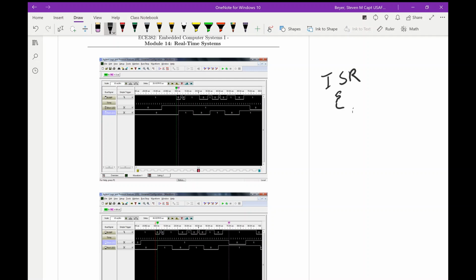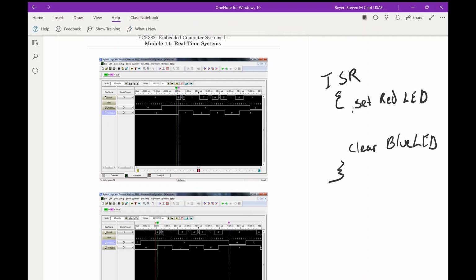At the beginning, it's going to set the red LED, and at the end, it's going to clear the blue LED. Okay, so that's what our ISR is doing. I don't know why I went to this dark black. Let's go rainbow. Let's get some rainbow in this. All right. If I take a look at my bump, which is falling edge, the trigger happens right there, and the latency between when the trigger happens and the ISR begins, so the red LED gets set, we can see here.